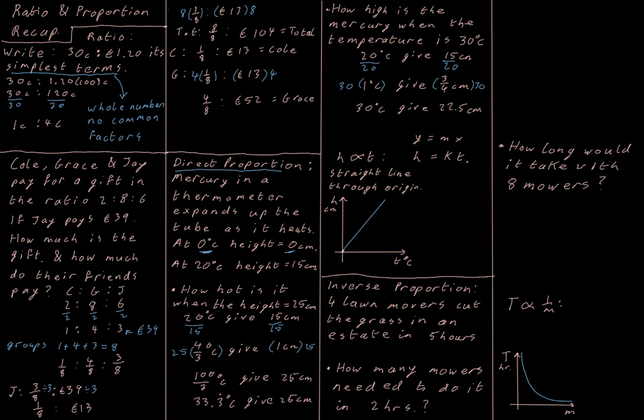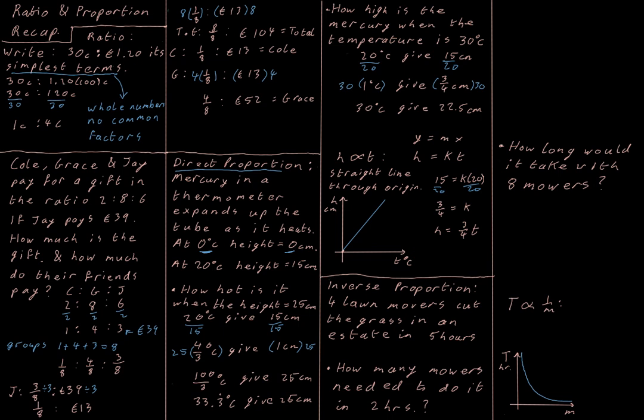So how would we work out the value of k? Well, we know that the height is 15 when the temperature is 20. This was our original relationship that was given to us. Dividing both sides by 20, we would end up with k is equal to 3/4. So our relationship would be the height is equal to 3/4 of the temperature.